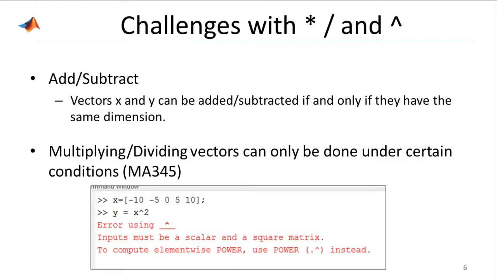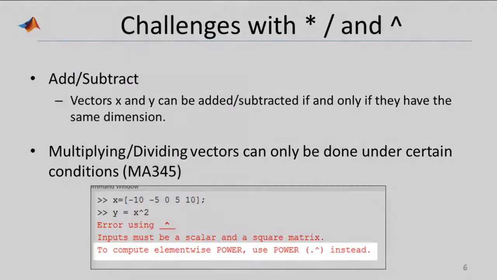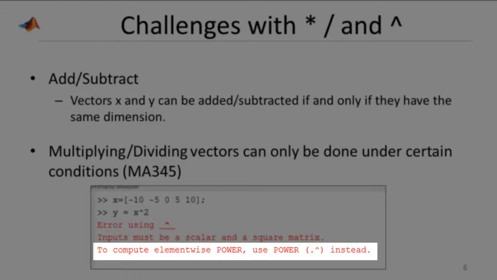I write the equation. But at that point, we've switched to vector operation, and MATLAB follows all the math books. That's not what we want to do. We want to multiply -10 by itself, -5 by itself, 0, 5, and 10 by themselves. Luckily, the error message gives you a hint. It says to use the element-wise power, and that's the dot caret instead.